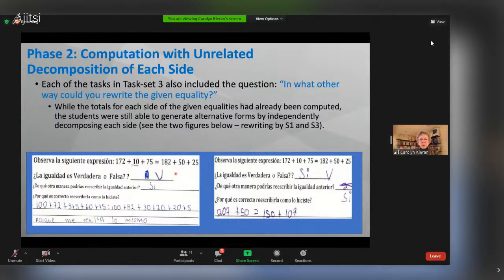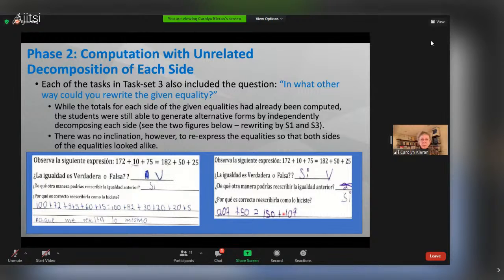Here we have the work of student 1, where the left side was decomposed this way, the right side was decomposed this way. Student 3, who had also computed the total for each side, proposed for his decomposition of the left side rather a decomposition of the total and a different decomposition of the same total that he found for the other side. Notice, in both cases, there's no inclination to re-express the equalities so that both sides of the new equalities looked alike.